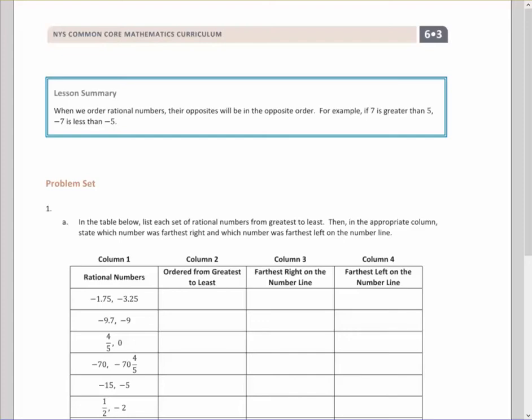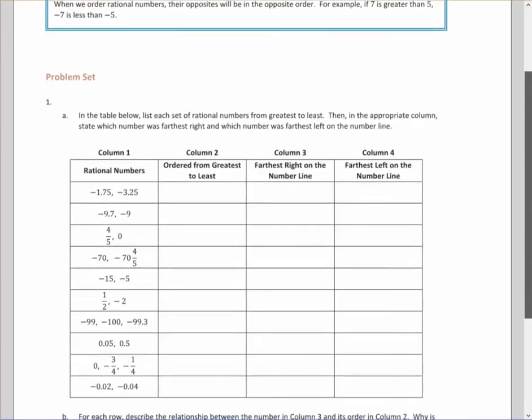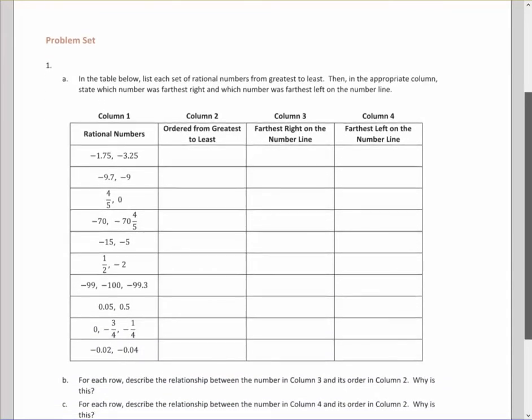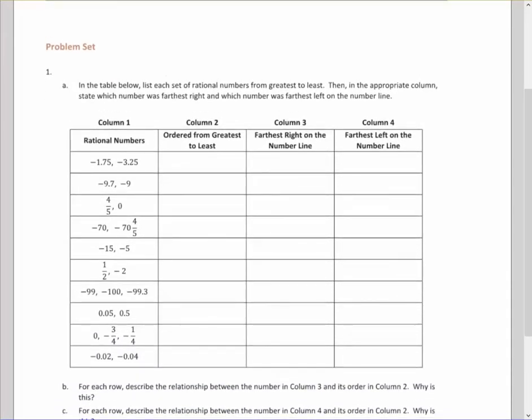You are going to list the numbers from greatest to least. And then instead of talking about opposites now, we're going to say farthest right on the number line and farthest left. Let's actually just do a few of these together, and then I'll have the substitute pass out a paper to you for something else for homework.